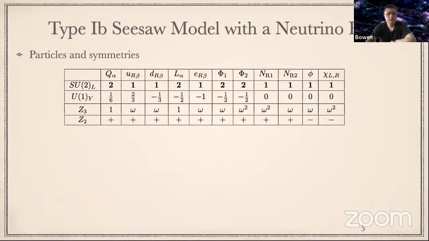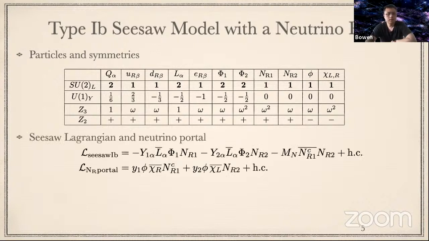The particles and their symmetries are shown in this table. Besides the standard model fermions, there are two Higgs doublets, two right-handed neutrinos, and two dark particles, phi and chi. In addition to the standard model SU(2) cross U(1) symmetry, there is a Z3 symmetry and a Z2 symmetry. The Z3 symmetry is used to ensure the standard model fermion mass is generated through the type 2 Higgs doublet model. And the Z2 symmetry ensures the dark fermion is stable, which makes it a dark matter candidate.